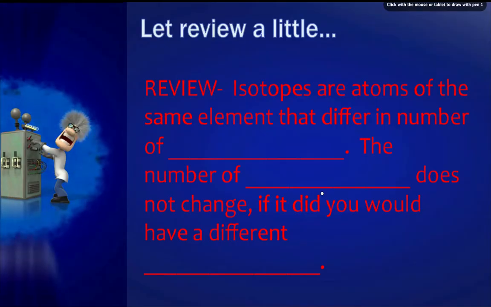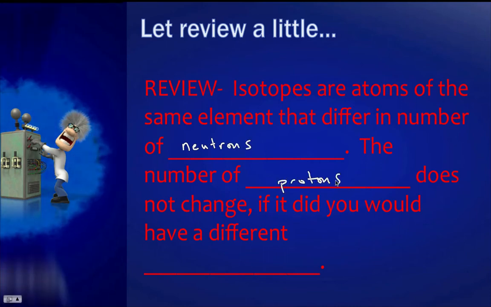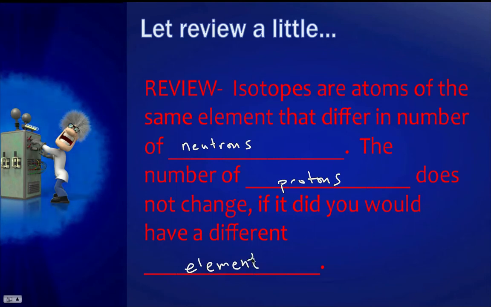So isotopes are atoms of the same element that differ in number of neutrons. The number of protons does not change. If it did, you would have a different element. Remember that the number of protons guarantees an element's identity. So when the number of protons changes, so does that element.